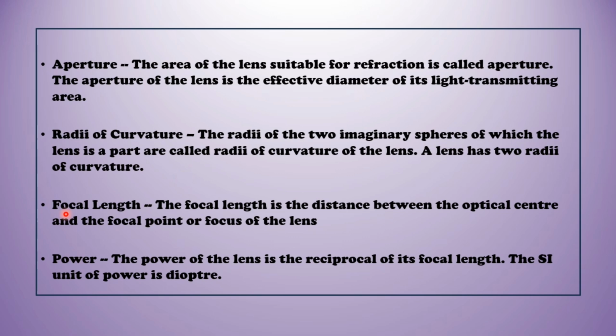And next, focal length. The focal length is the distance between the optical center, that is the center of the lens, and the focal point of the lens. This is called the focal length. Next is the power. Power of the lens is the reciprocal of its focal length. The SI unit of power is diopter.